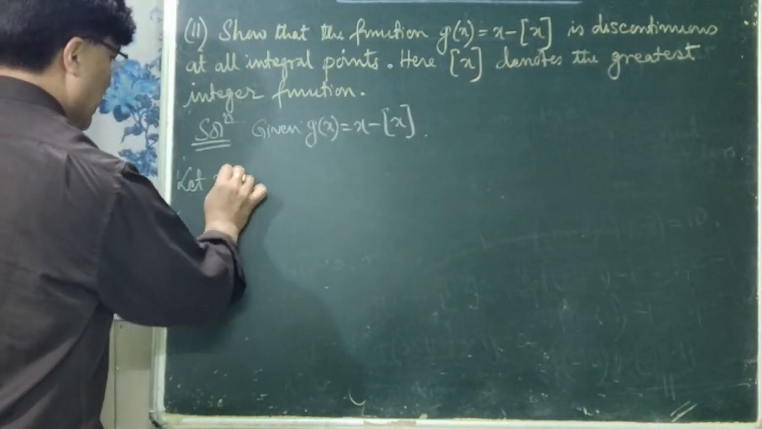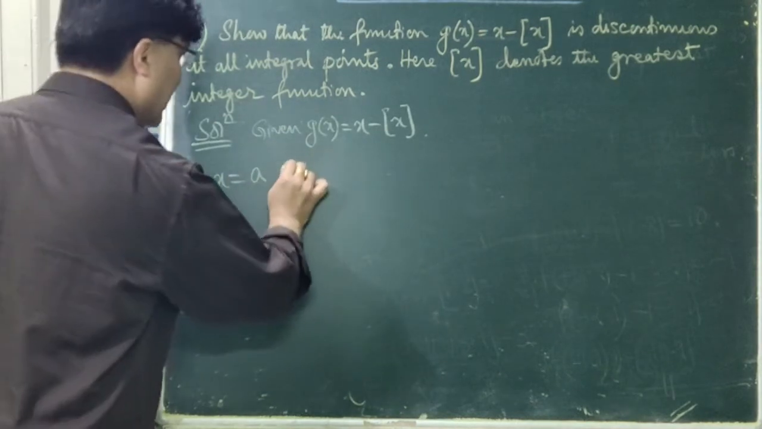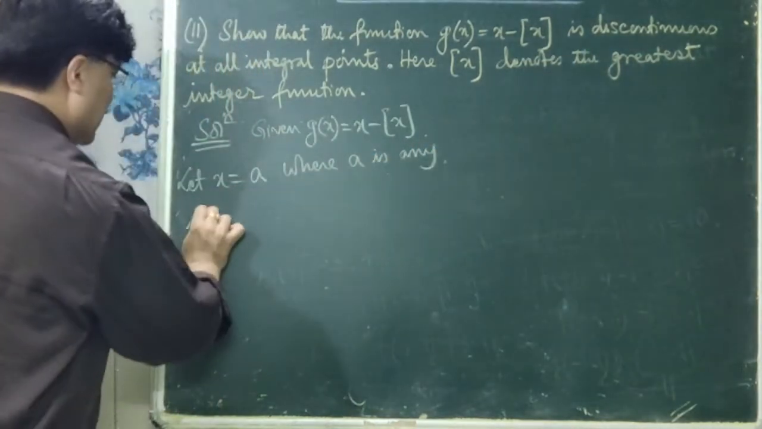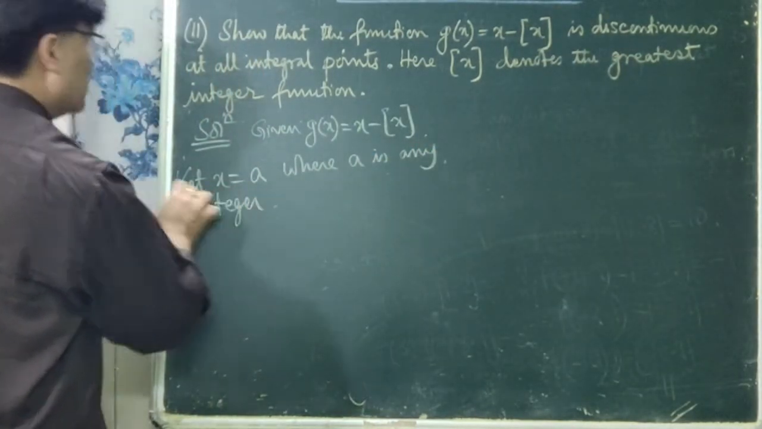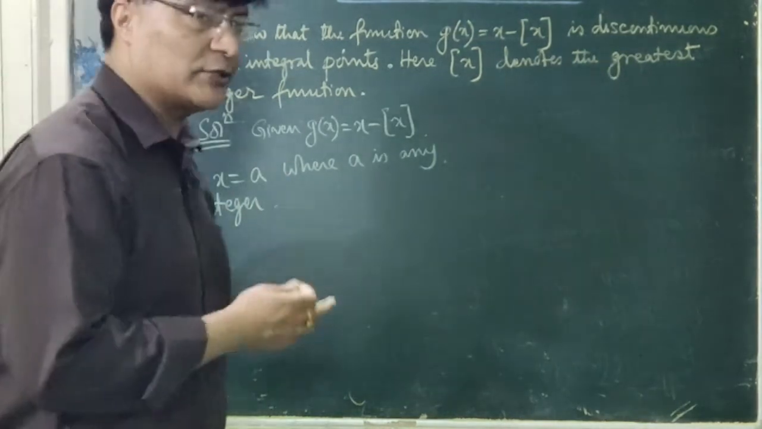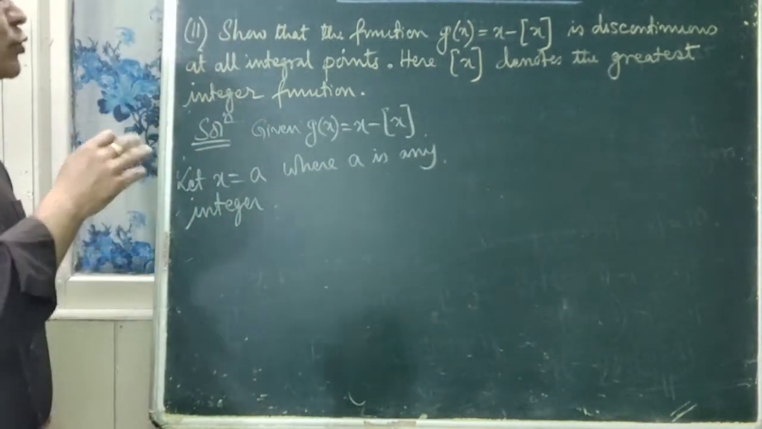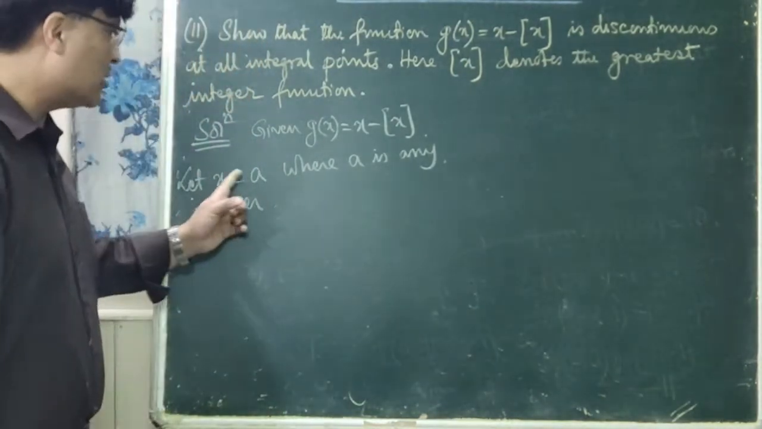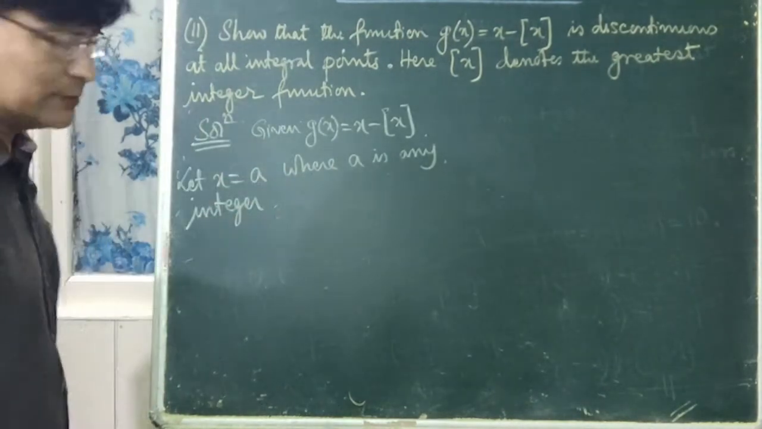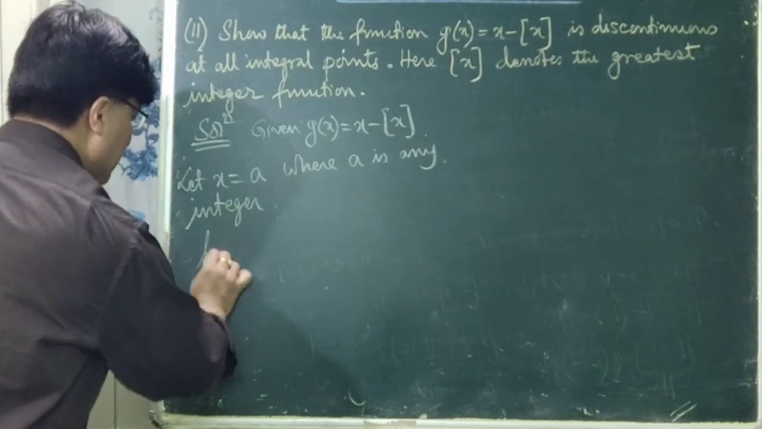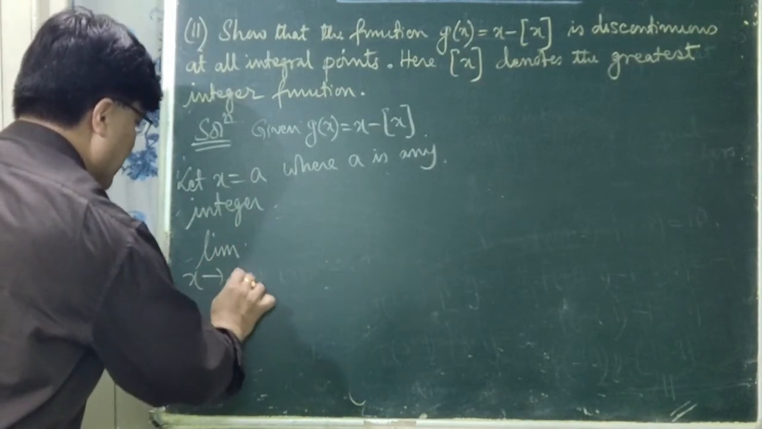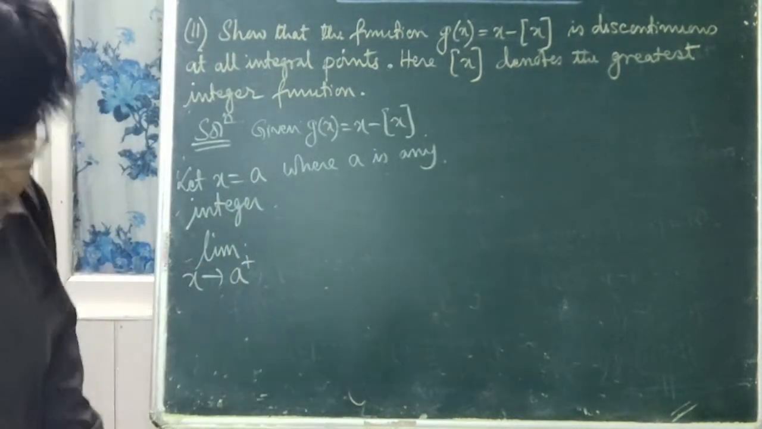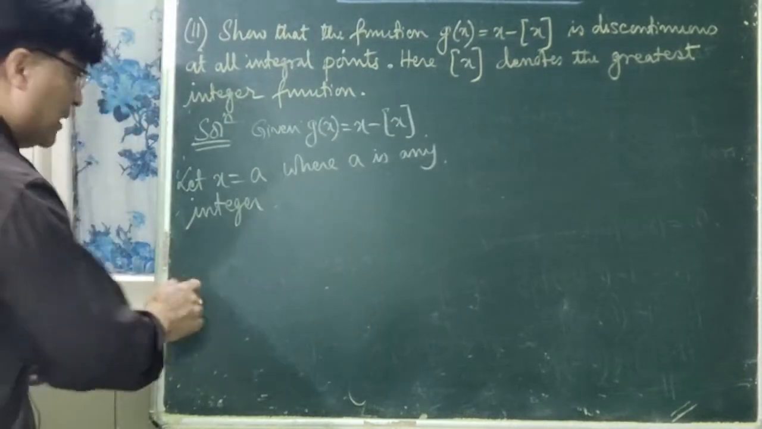Let x is equal to a, where a is any integer, because you have to prove that at all integral points the function g of x is discontinuous. So let us assume that x is equal to a, where a is any integer. Now let us write limit x tends to a plus, that is your right hand limit, right? So let us write down first the right hand limit.